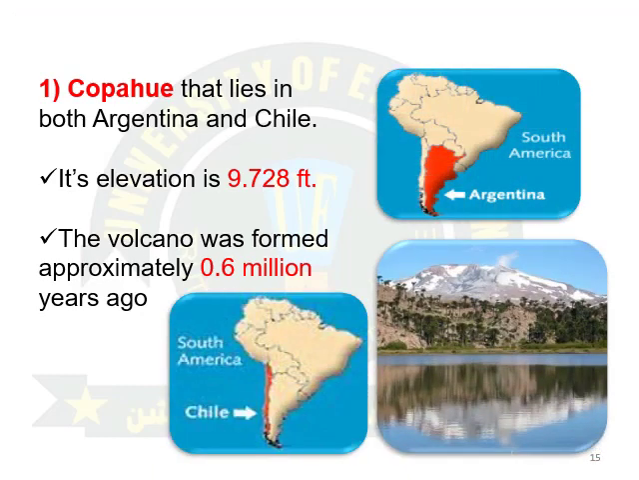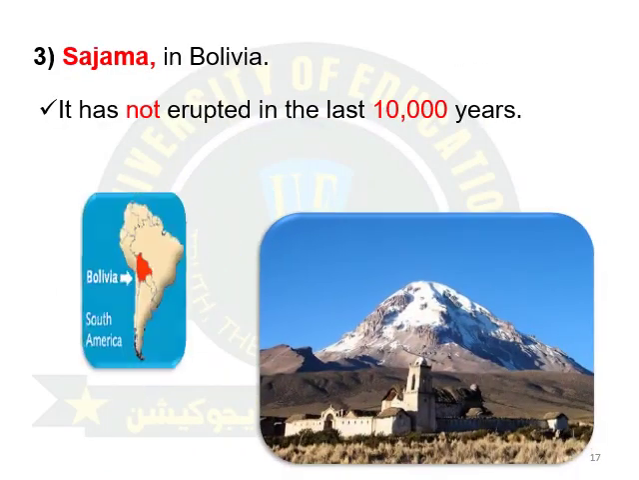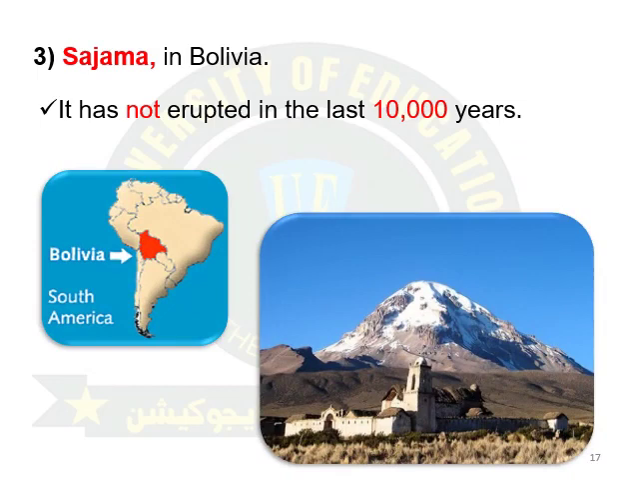The first one among most active volcanoes is the Copahue, that lies in both Argentina and Chile. Its elevation is approximately 9,7 feet. The volcano was formed approximately 0.6 million years ago. The second is Parinacota, which is located in Chile and Bolivia. Third major volcano is the Sajama, which is located in Bolivia. However, it has not erupted in the last 10,000 years.